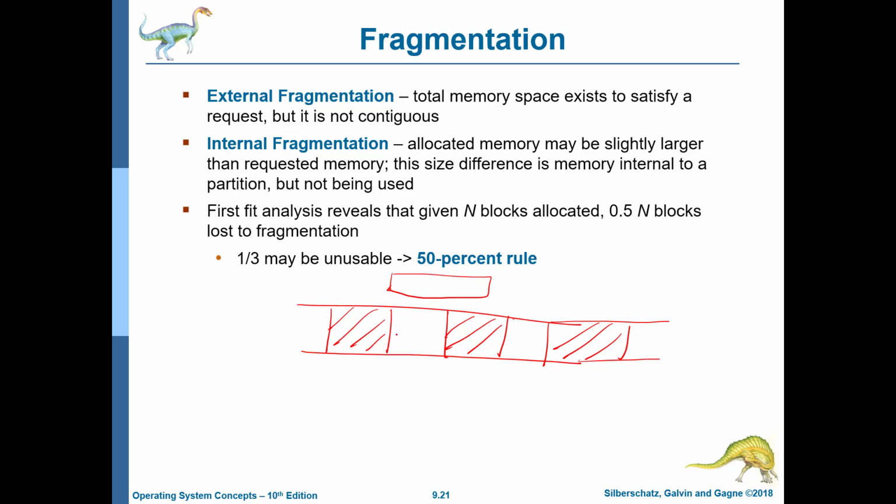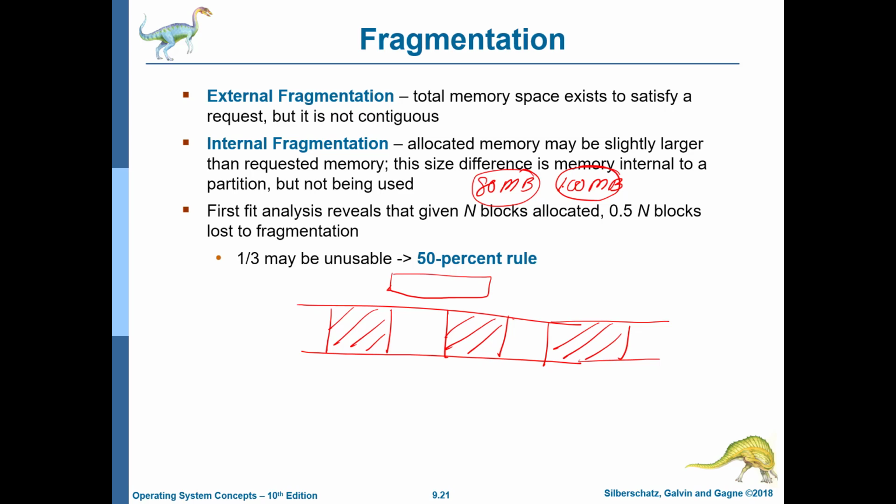Internal fragmentation is that the memory that has been allocated to a process may be slightly larger than what the process actually needs. So let's say the process needs 80 MB and maybe we allocated it 100 MB. So in this case, 20 megabytes has been allocated, but the process is not going to require it. So this is an example of internal fragmentation.